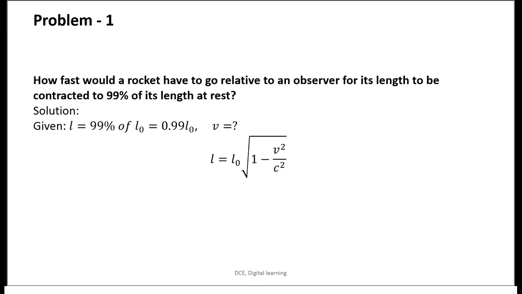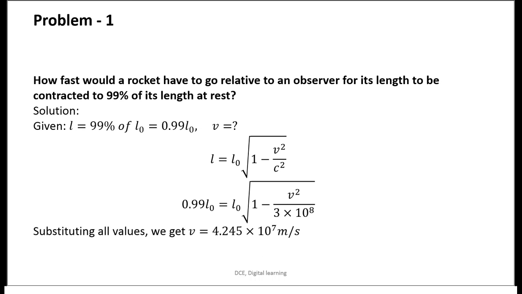The formula which we use here is the length contraction formula, L = L0 √(1 − v²/c²). Substituting the value of L as 0.99 L0 = L0 √(1 − v²/c²), where c is the velocity of light, 3 × 10^8 meter per second, cancelling L0 on both sides and then calculating v, we get 4.245 × 10^7 meter per second.